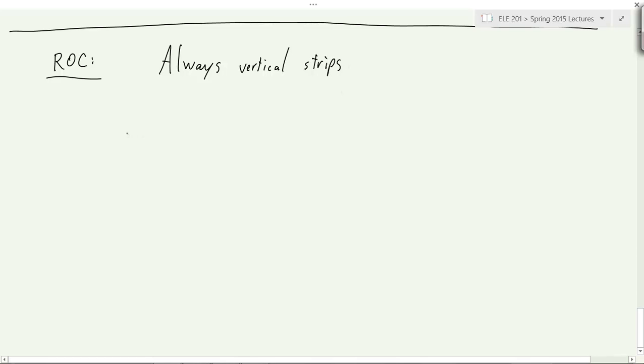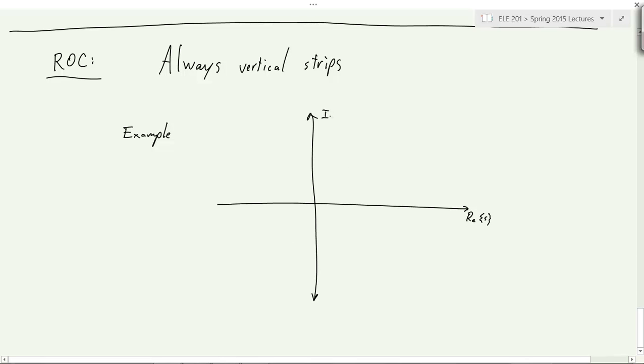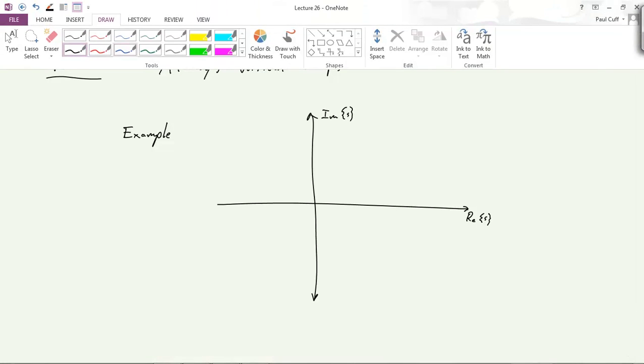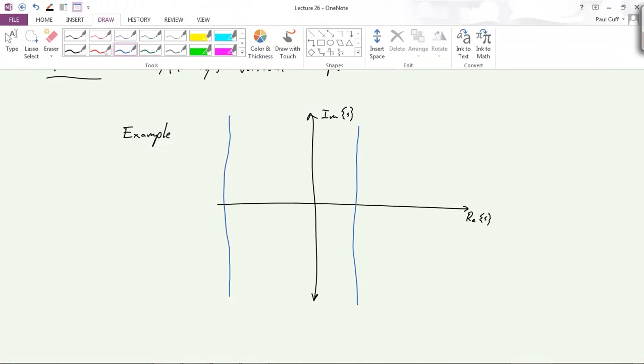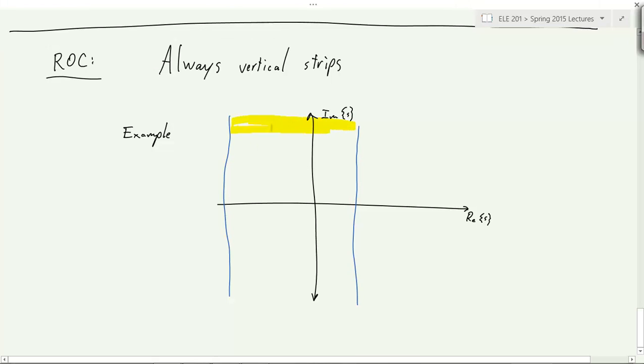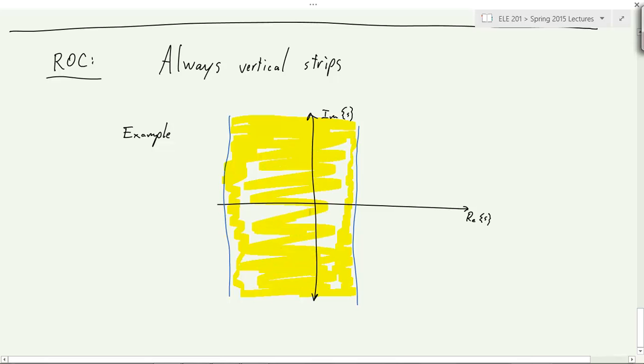So an example of a region of convergence in the complex plane would be something like this. We have our real part of s. We have our imaginary part of s. There's the complex plane. Some people might call this the s-plane. And your region of convergence is always of the form: there's some vertical line, let's say 2 vertical lines, and everything between those lines converges. So this is the region of convergence.